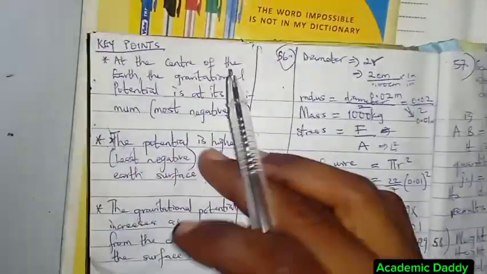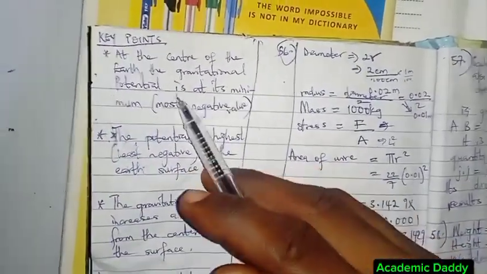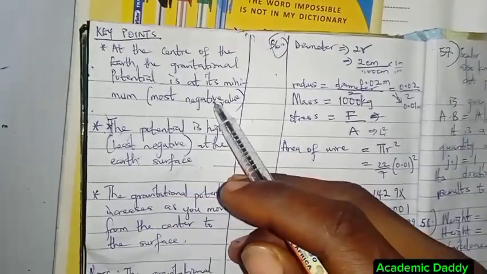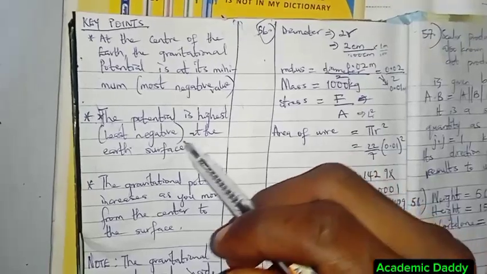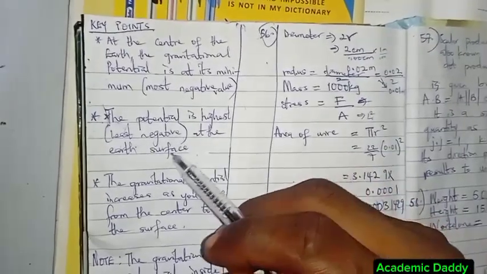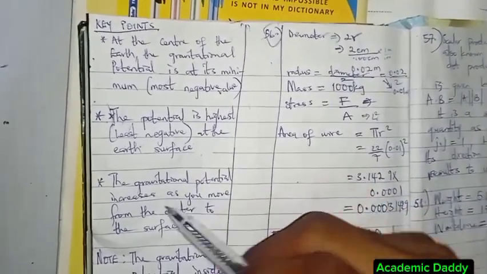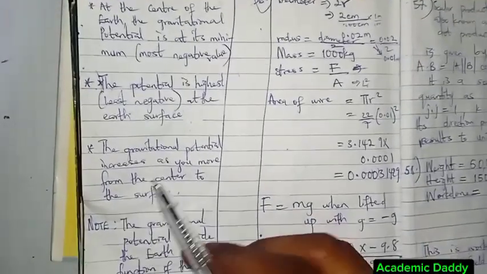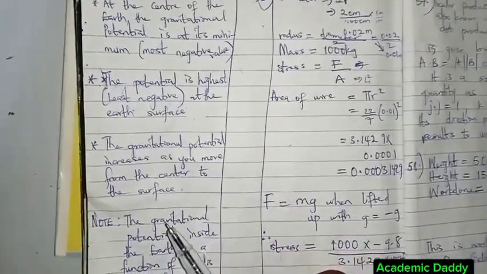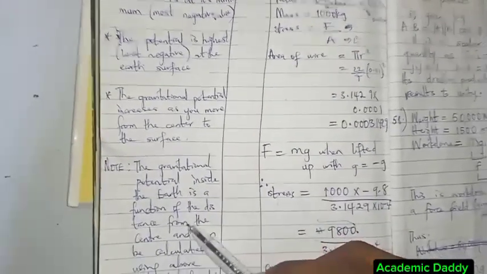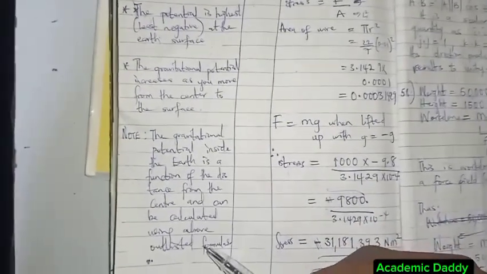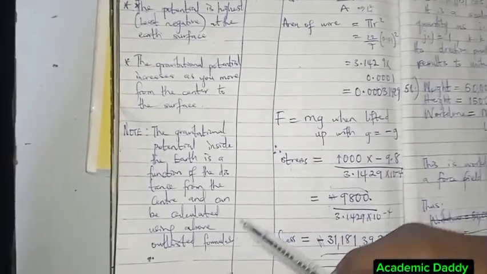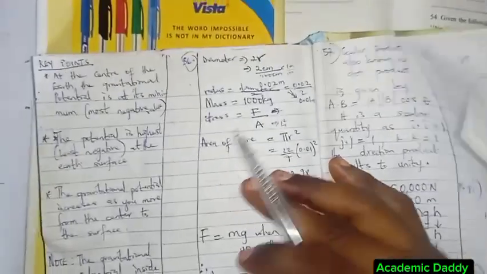Key points: at the center of the Earth, the gravitational potential is at its minimum, most negative value. The potential is highest, least negative, at the Earth's surface. Then the gravitational potential increases as you move from the center to the surface. Then I said note, the gravitational potential inside the Earth is a function of the distance from the center and can be calculated using the above listed formulas. So thank you very much. Take your time and think about it.